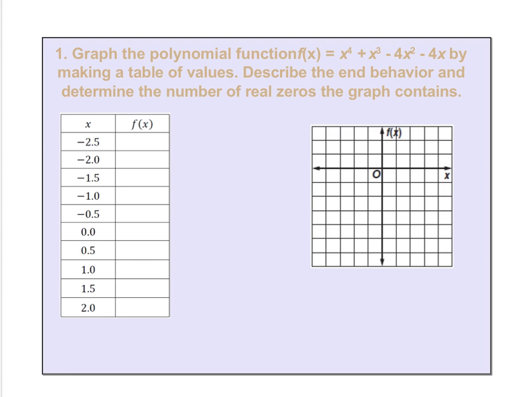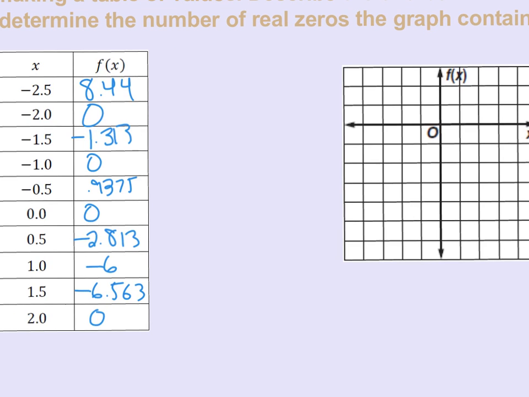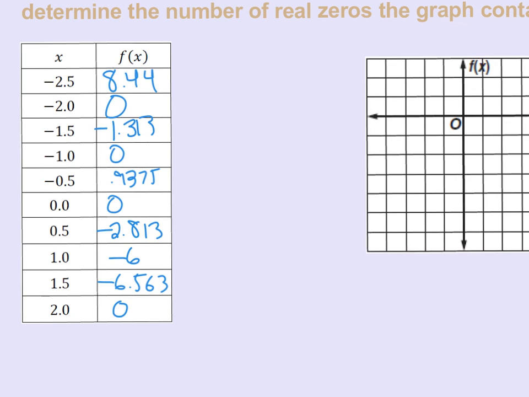So taking a look, graph the polynomial function x to the fourth, plus x to the third, minus 4x squared, minus 4x by making a table of values. So take a moment and fill that in. I've filled in my table, so now I'm going to plot my points.